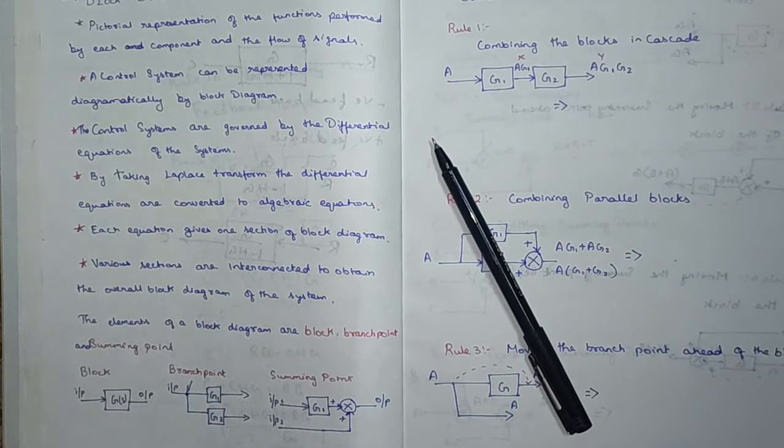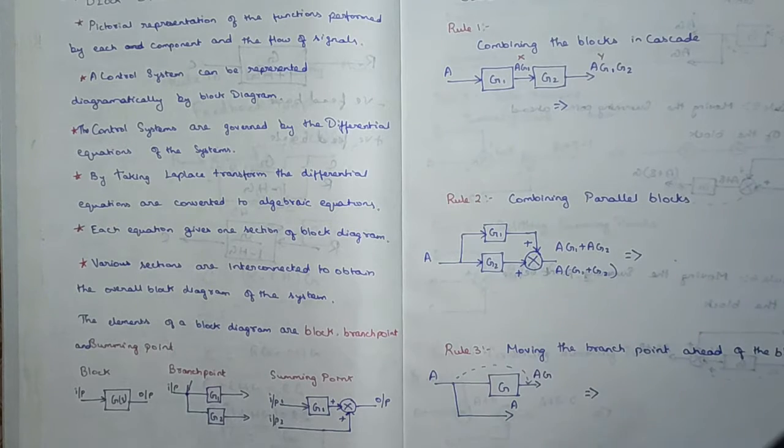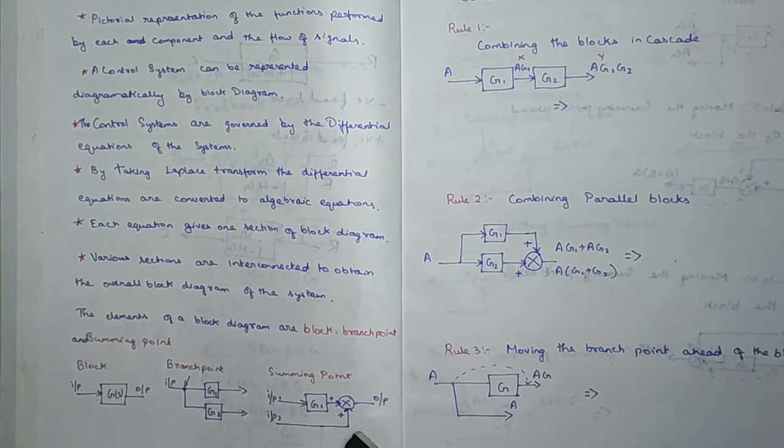A summing point is used to combine two different inputs, and the result is given to a transfer function. Based on the diagram given here, input 1 and input 2 are given. Input 1 is passed through the transfer function and given to the summing point, and input 2 is directly given to the summing point. Both are either added or subtracted according to the sign given at the summing point, and the output will be obtained. So this is the basics of a block diagram.